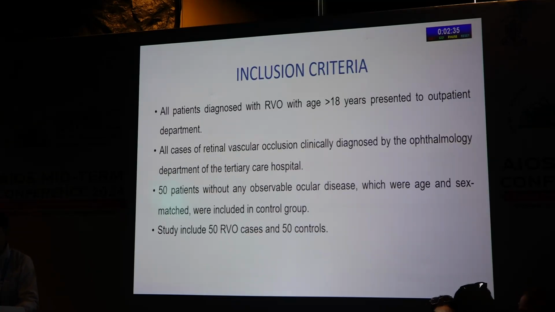The inclusion criteria of our study was all patients diagnosed with RVO with age more than 18 years. All cases of retinal vascular occlusion clinically diagnosed by our ophthalmic department at AIOCMT3 Pune. 50 patients without any observable occlusive disease, age and sex matched, were included in the control group. In total there were 50 RVO cases and 50 control cases.